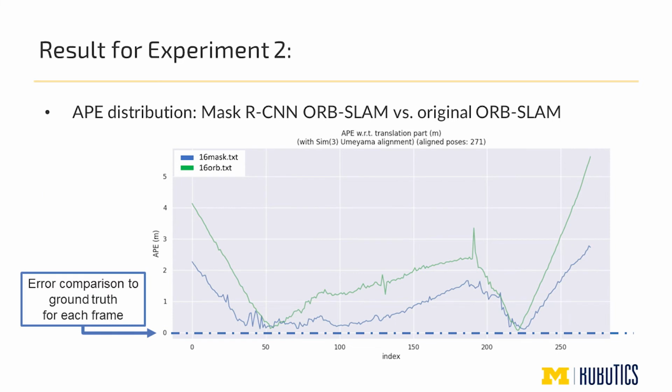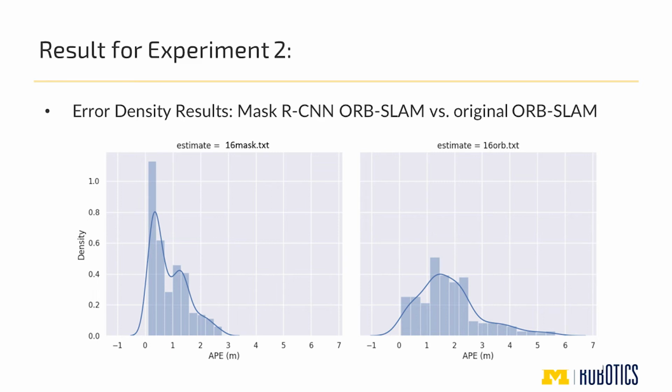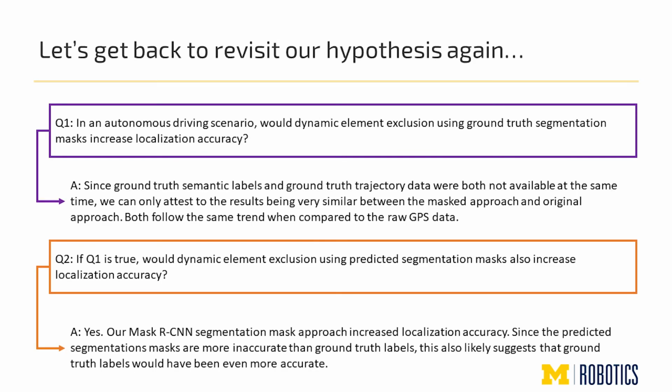Here's another error visualization over time. Lastly, when we consider error density, we can see that we removed most of the long-tailed error in favor of smaller error. So let's revisit our hypotheses.